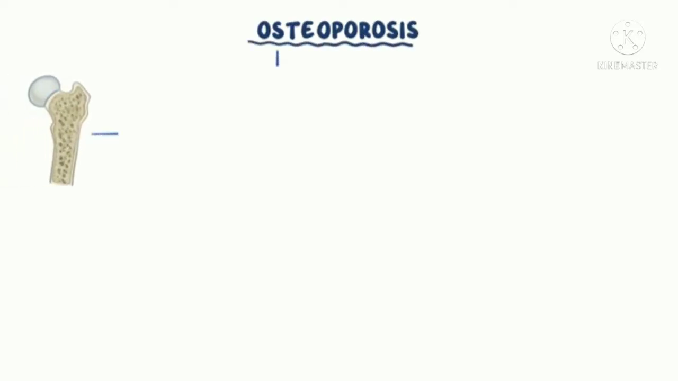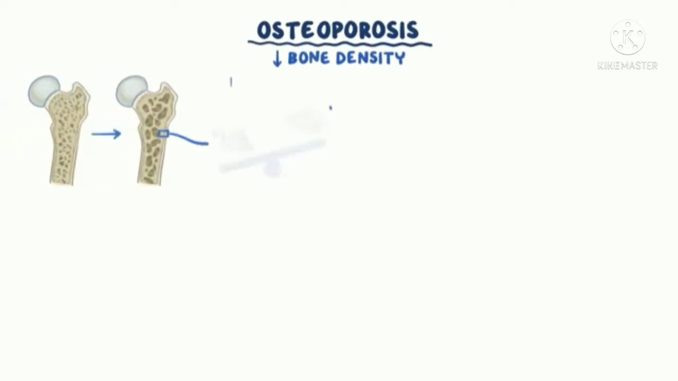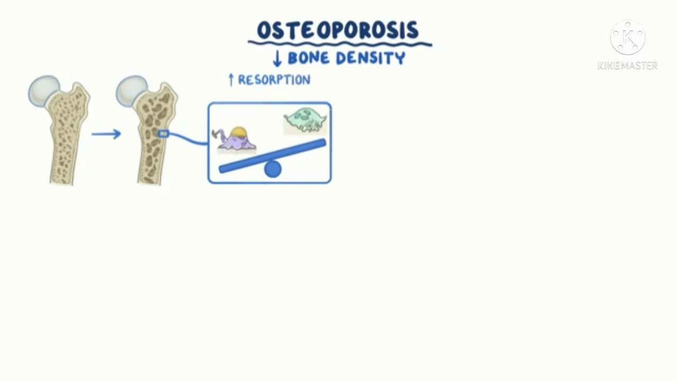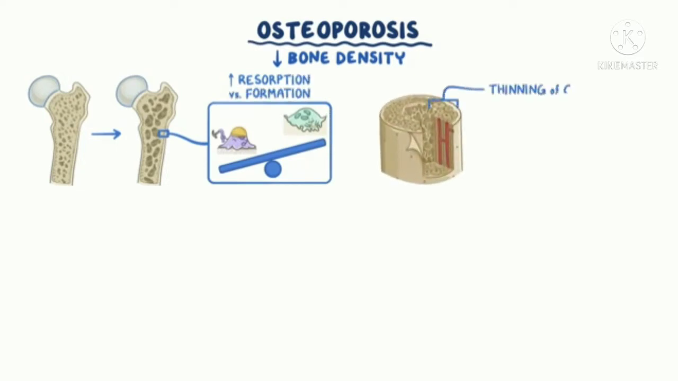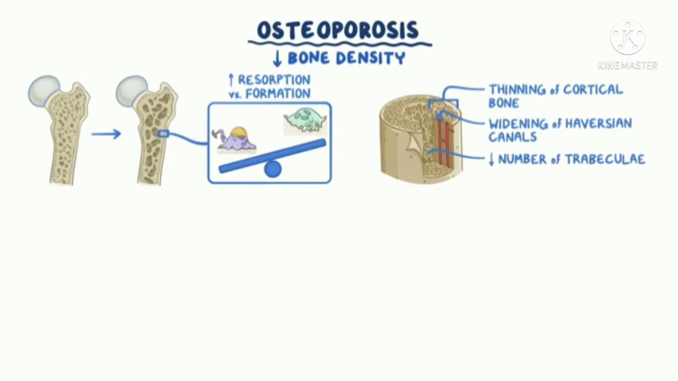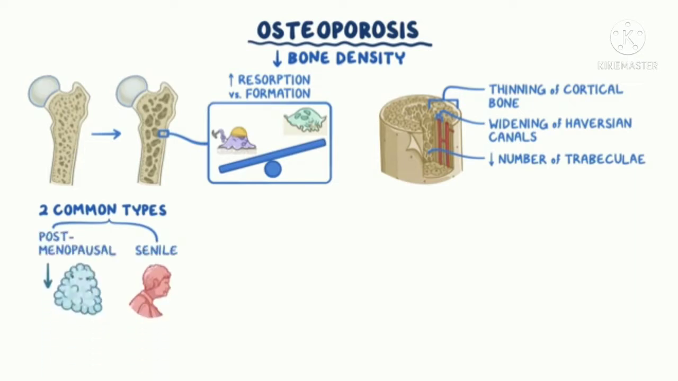Osteoporosis refers to decreased bone density on account of increased bone resorption compared to bone formation. In osteoporosis, there's thinning of the cortical bone, widening of the Haversian canals, and a decrease in the number of trabeculi in the spongy bone. There are two common types of osteoporosis. These are senile osteoporosis and postmenopausal osteoporosis.